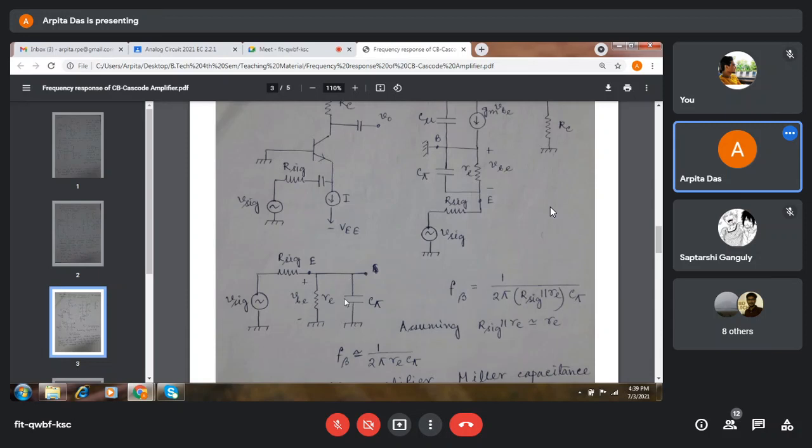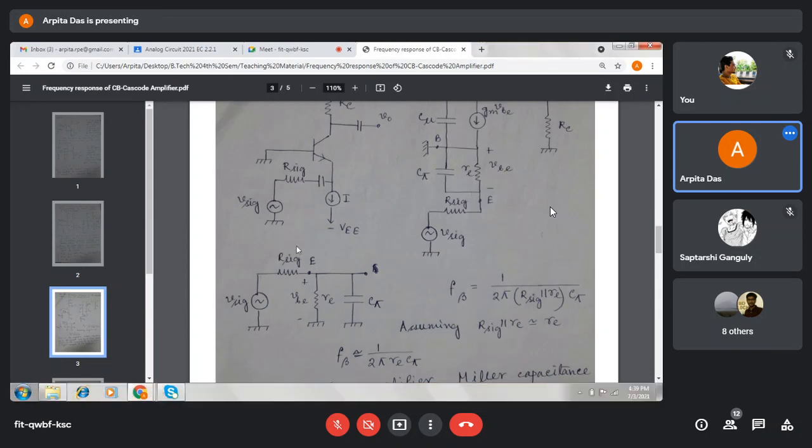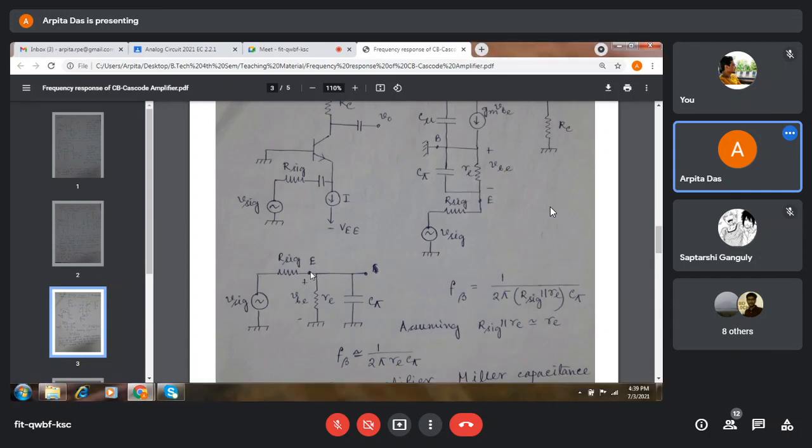And if you apply, say, Thevenin's theorem at this emitter node, then what will happen? The equivalent Thevenin resistance will be what? Thevenin resistance is like this, R_s parallel r_e. And since r_e is very small, we can assume this part, R_s parallel r_e, is almost equal to r_e.